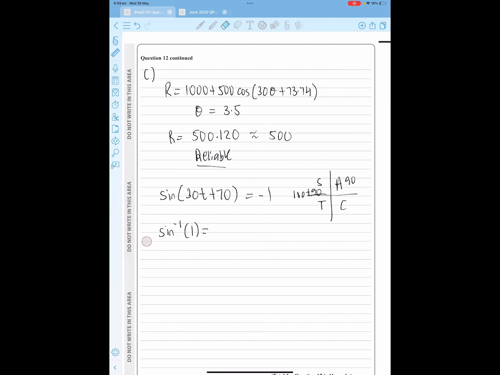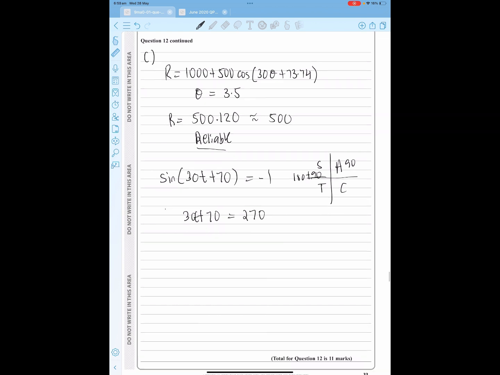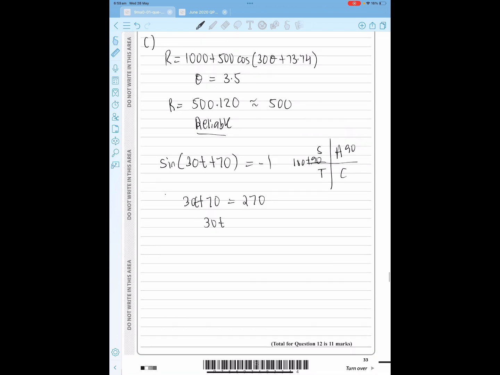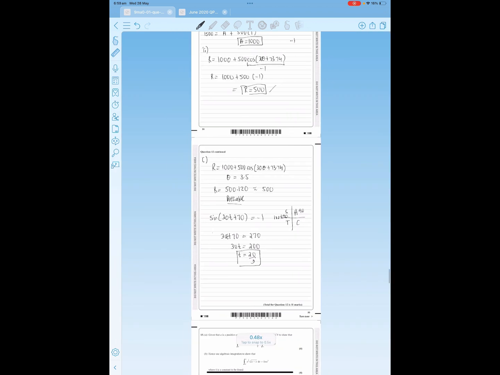Okay, so I would get my final value as 30t plus 70 is equal to 270. 30t is equal to 200. t is equal to 20 over 3. And that's your value of t.